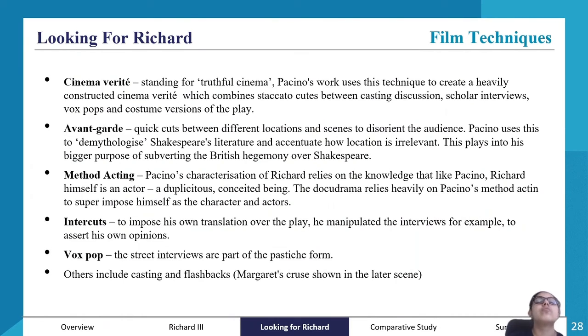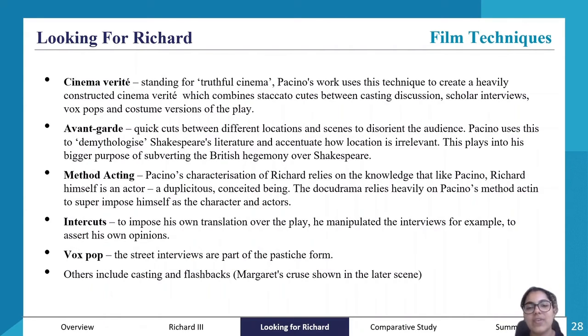Film techniques are really important. Form is so important here, and this is how you will be linking back the discussion between the two texts. So let's have a look at some things that you can talk about. There's cinema verite, which stands for truthful cinema, right?